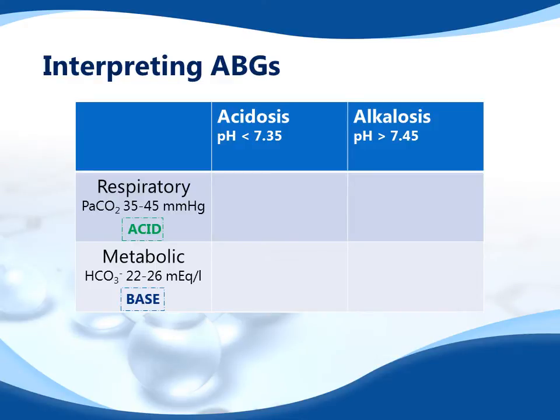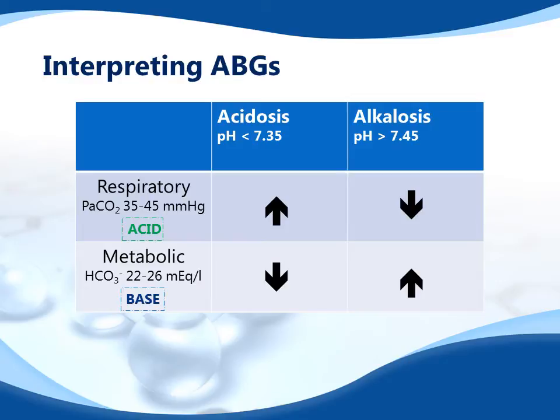Let's look at acidosis first. If you are in acidosis and the cause is respiratory, the CO2, an acid, must be high. If you are in acidosis and the cause is metabolic, the HCO3, a base, must be low. Now look at the alkalosis column. If you are in alkalosis and the cause is respiratory, the CO2, an acid, must be low. If you're in alkalosis and the cause is metabolic, the HCO3, a base, must be high.